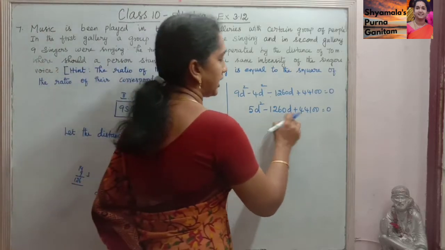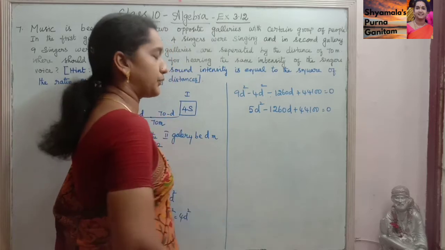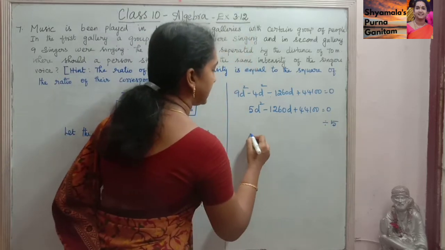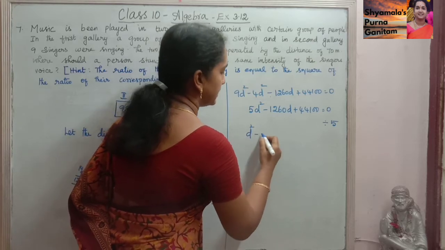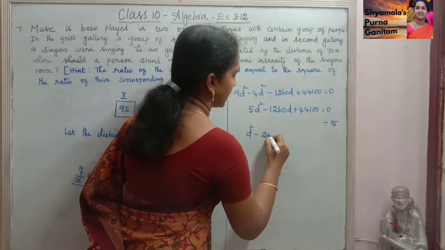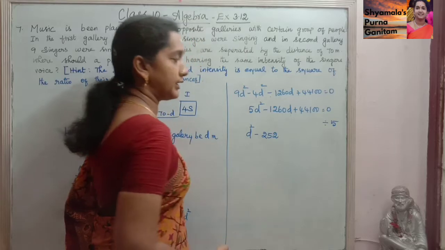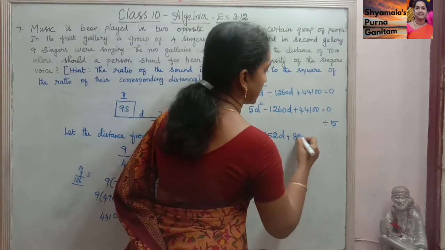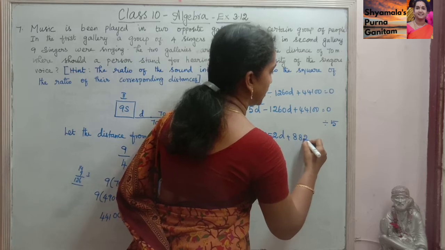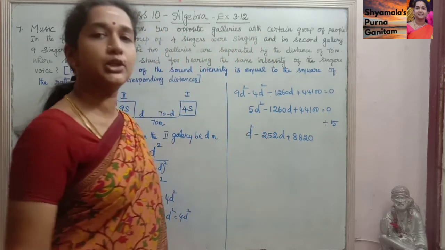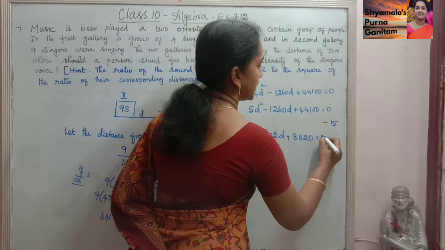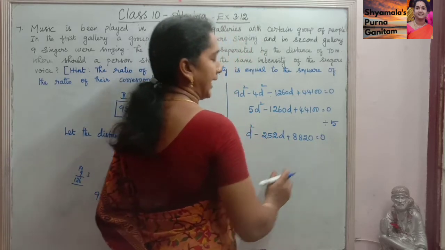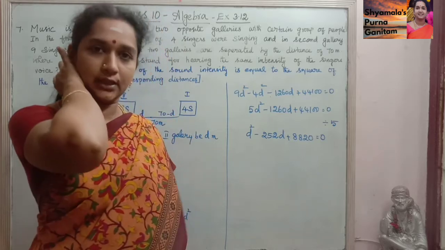Since all the three terms are multiples of 5, we will divide by 5. Dividing throughout by 5, we will get d squared minus 5 2s are 10, 5 5s are 25, 252 into d plus 5 8s are 40, 5 2s are 10, so 8820 is equal to 0. So d squared minus 252d plus 8820 is equal to 0.